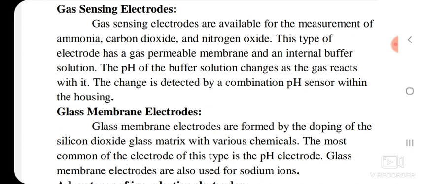Glass membrane electrodes. Glass membrane electrodes are formed by the doping of the silicon dioxide glass matrix with various chemicals. The most common electrode of this type is the pH electrode. Glass membrane electrodes are also used for sodium ions.